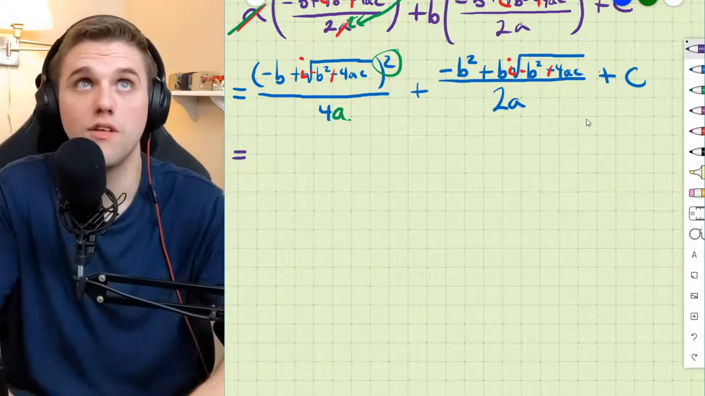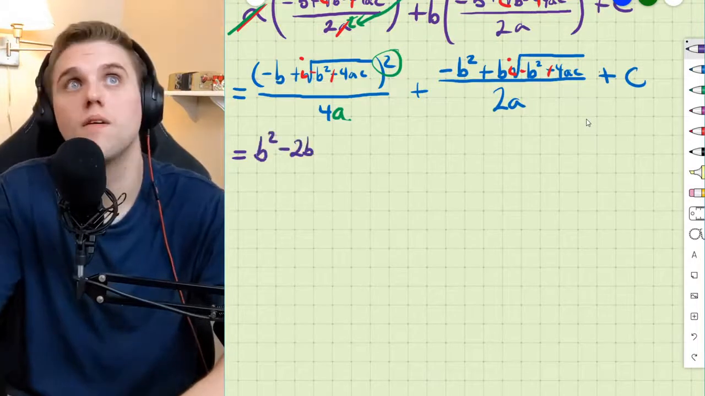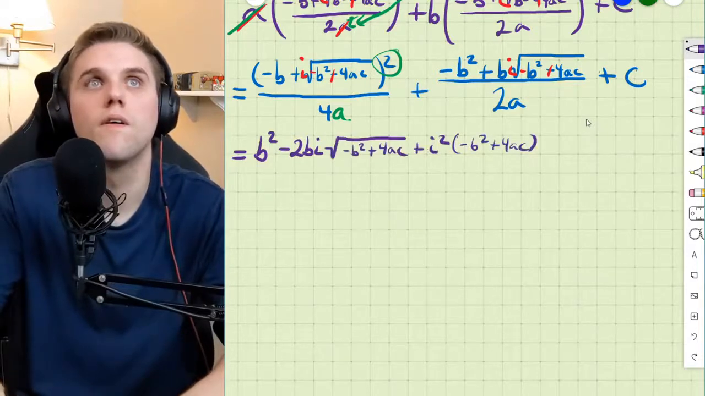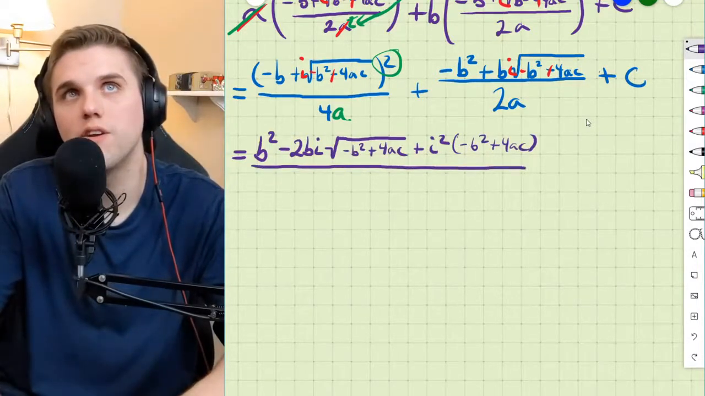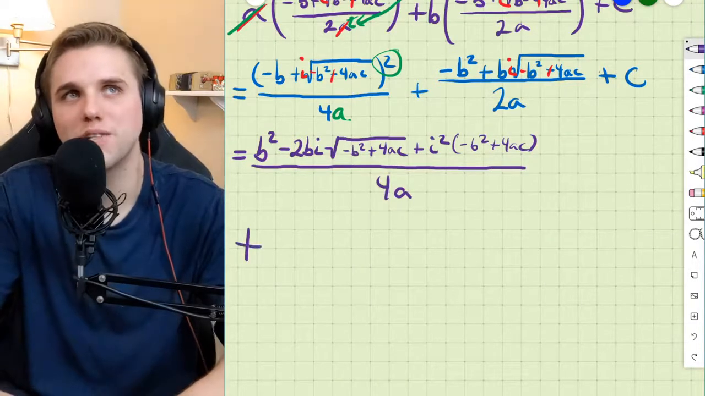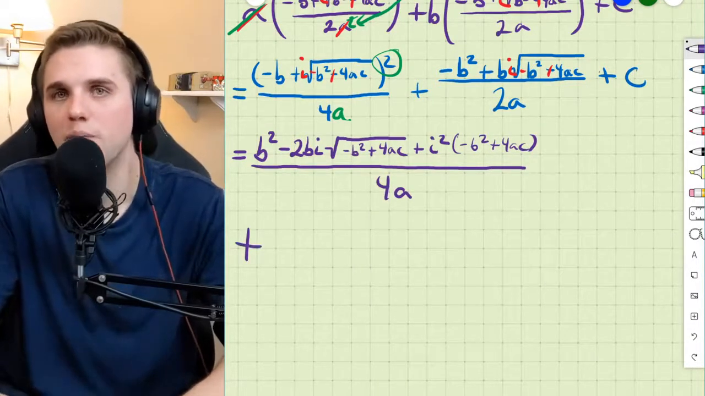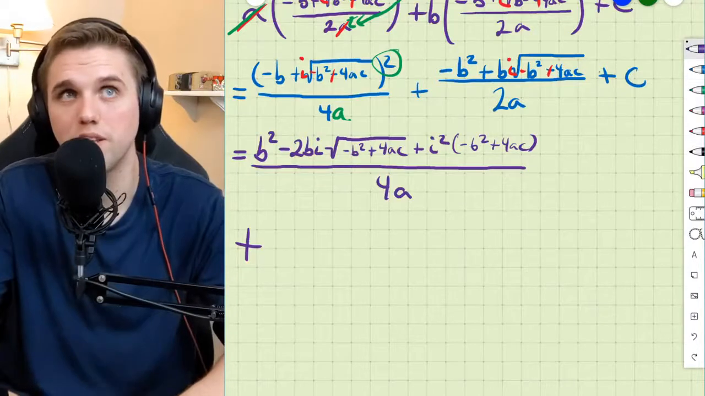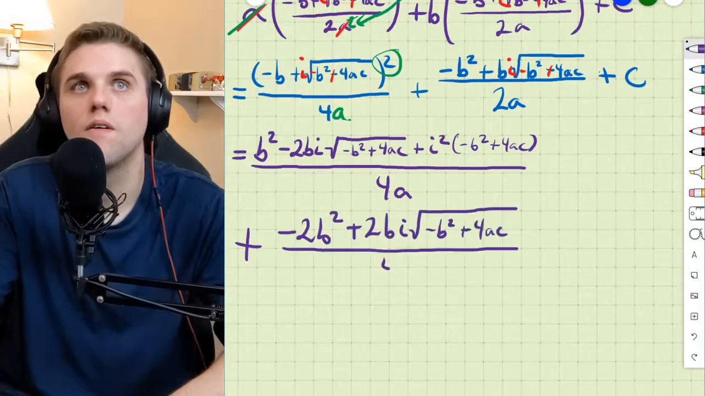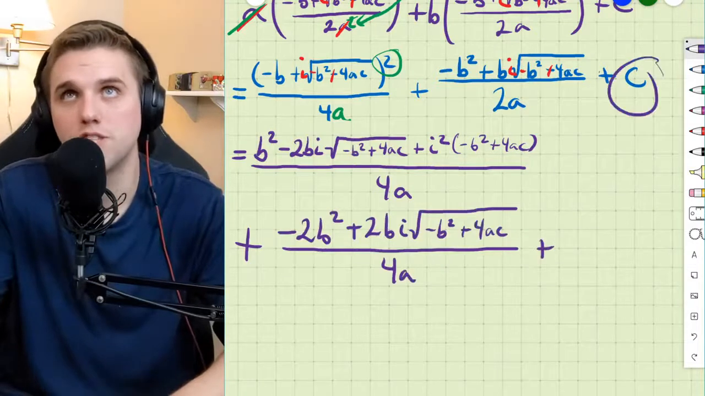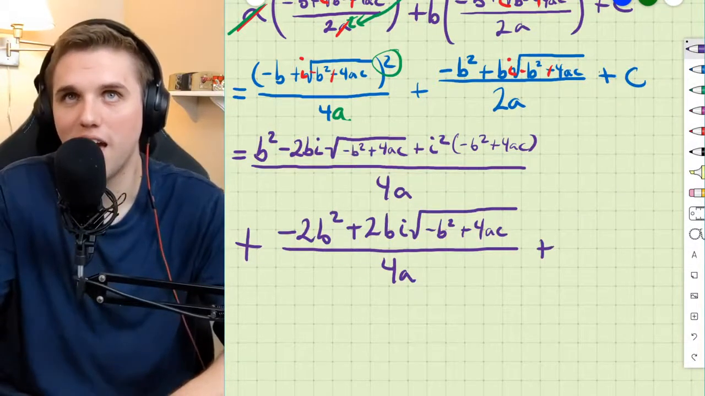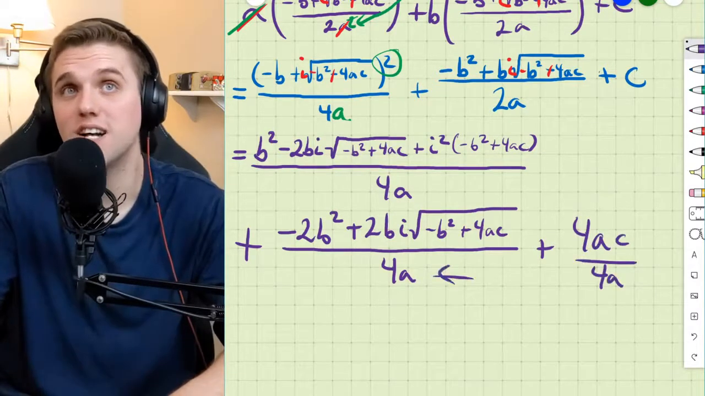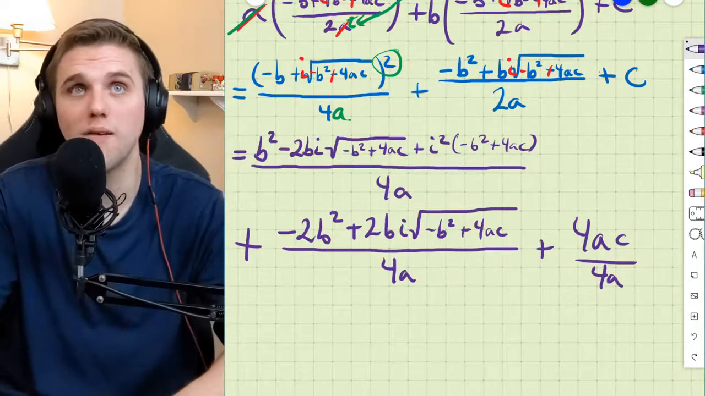So I'm going to FOIL this numerator out. So that's what I get when I FOIL out that numerator. The denominator is still 4a. I'll write the second fraction below. And I'm going to turn this denominator into 4a by multiplying both the numerator and denominator by 2. And then for c, we're going to want a common denominator of 4a. So I'll rewrite c as 4ac all over 4a. And again, a is non-zero, so I'm allowed to make all of these moves with a.